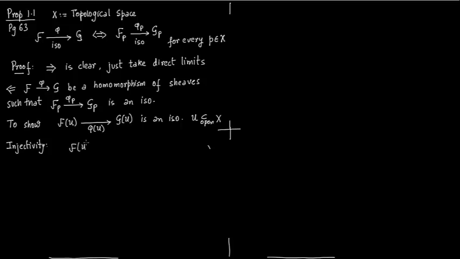So the first thing is to show injectivity. So you have the morphism of sheaves. Say an element f of U gets mapped to 0 in G(U), so that the germ of f at each p in U gets mapped to 0 in G_p.